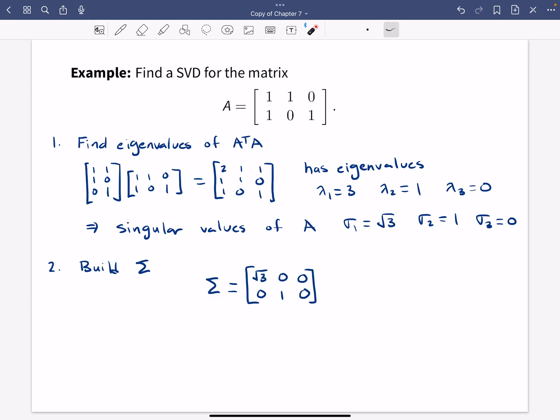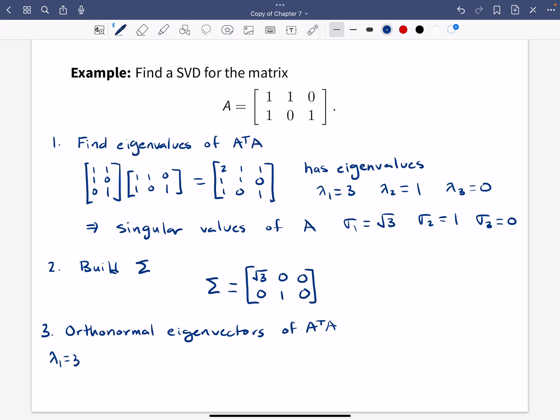So that's sigma. The next step is we want to find the columns of V, meaning we want to find the orthonormal eigenvectors of A transpose A. So let's find orthonormal eigenvectors of A transpose A. We're going to do this once for each of the eigenvalues we found for A transpose A.